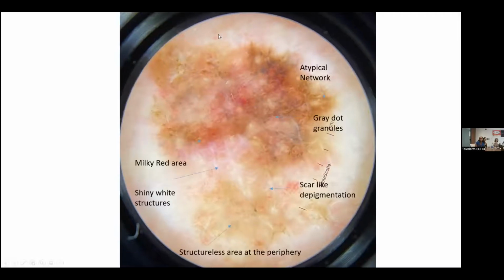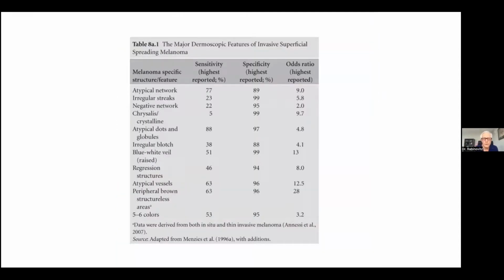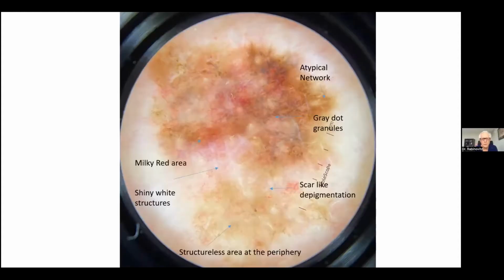We can advance to the next. So you can see milky red areas, shiny white structures. On the lower part, you can see structureless area, brown structureless area at the periphery. And you can see scar-like depigmentation up here and gray dot granules and atypical networking on the top side. So one other important clue for this case, if you just go back to one slide, is it's a beautiful case showing all the structures that we spoke about. The gray dots granules, the atypical network, the milky red area, the scar-like depigmentation, the shiny white structures.